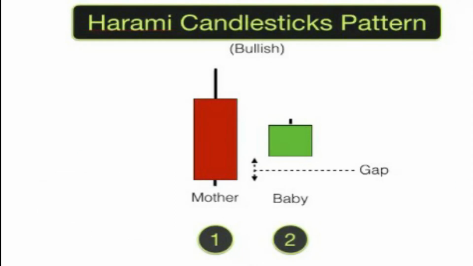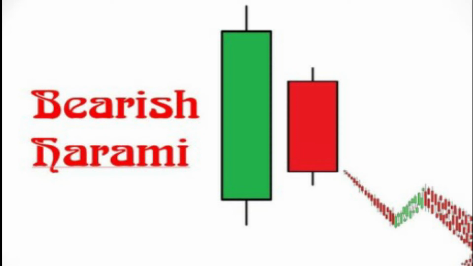Bullish Harami. Reversal indicated by a small body of opposite color entirely contained in the body of the previous session. Bearish Harami. A small body of opposite color contained in the body of the previous session. Signals possible end of uptrend.